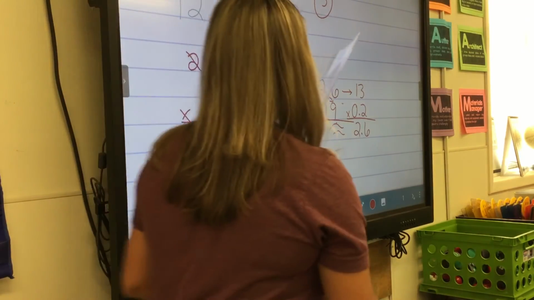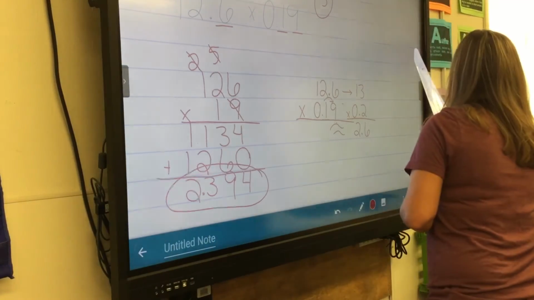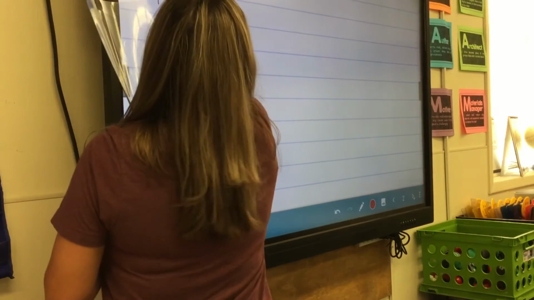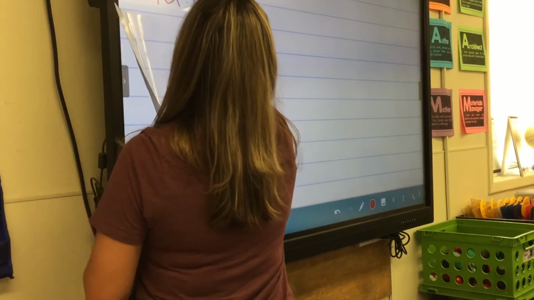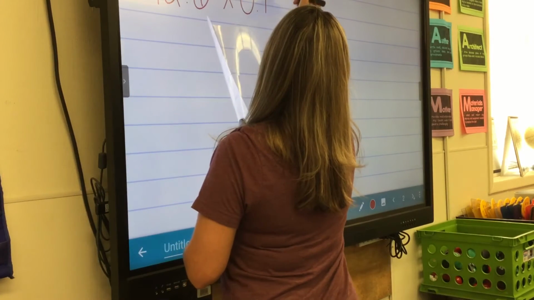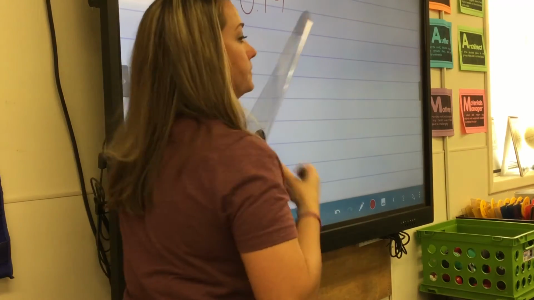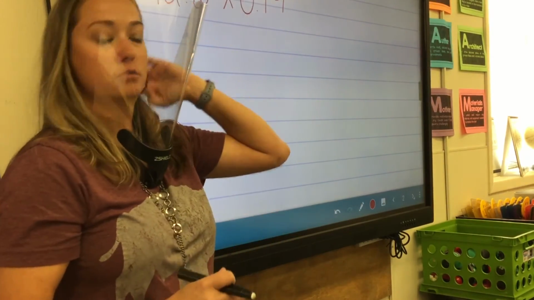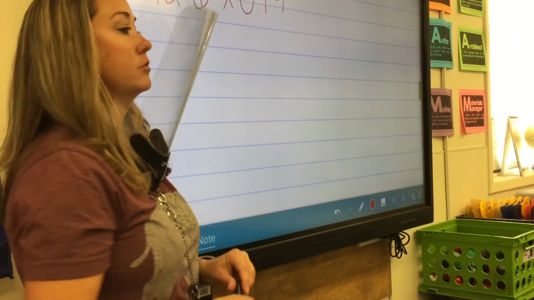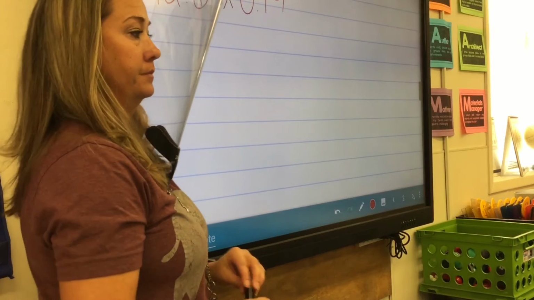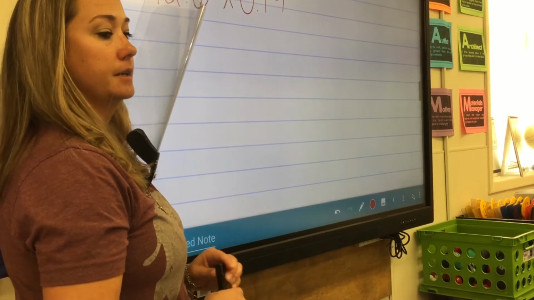So same problem. Let's work it using partial products. So I have 12 6/10 multiplied by 19 hundredths, right? So I still use my digits to plan for my window method. So I have a what by what? What's my array going to look like?